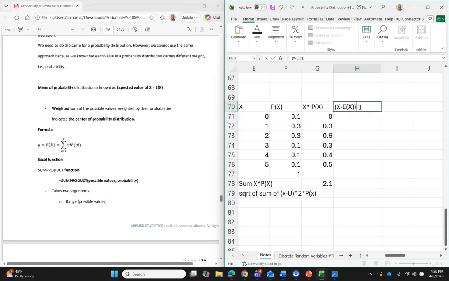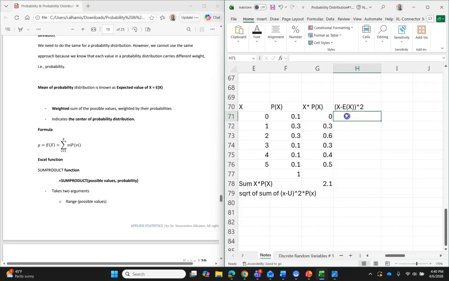And above number 6 on your typing pad, if you shift, you can find that symbol, which is to the power of 2. So let's work on that, and then here we will multiply by probability of x.